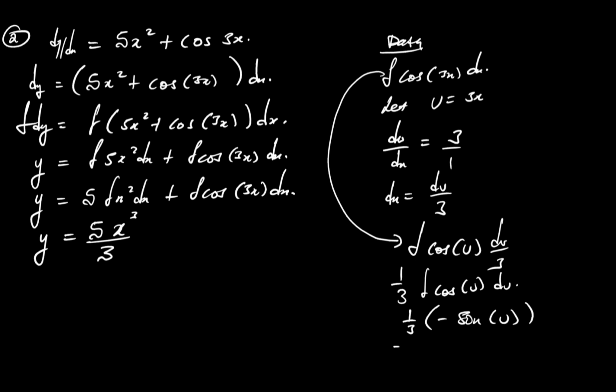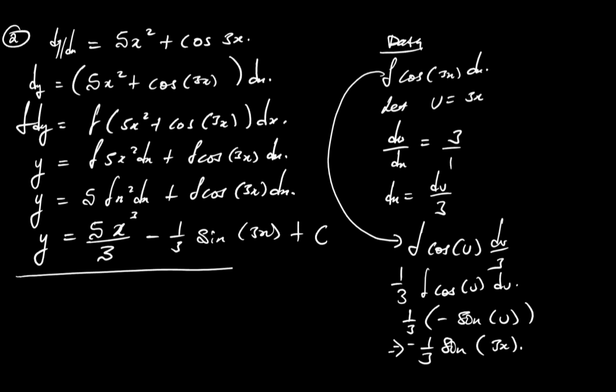So remember that the value of u was found. So this will be minus 1 over 3 sine of the argument 3x. And that is how you integrate a trig function such as cos. So you have minus 1 over 3 sine of 3x. Remember, we have no initial values, so we add an arbitrary constant c. And this is our final answer.